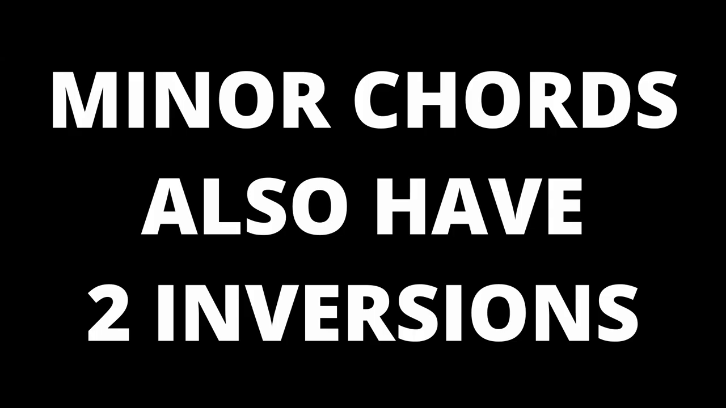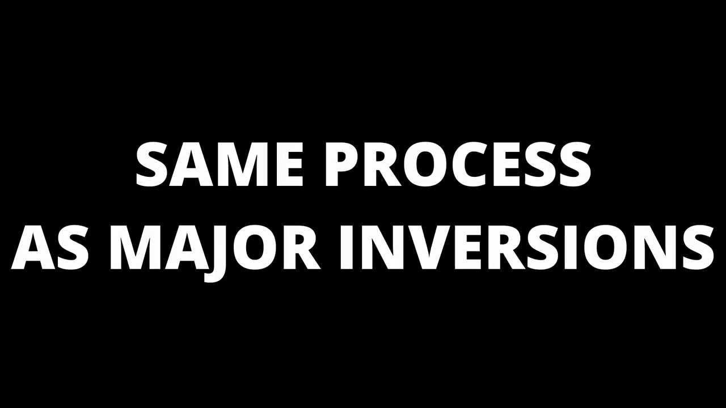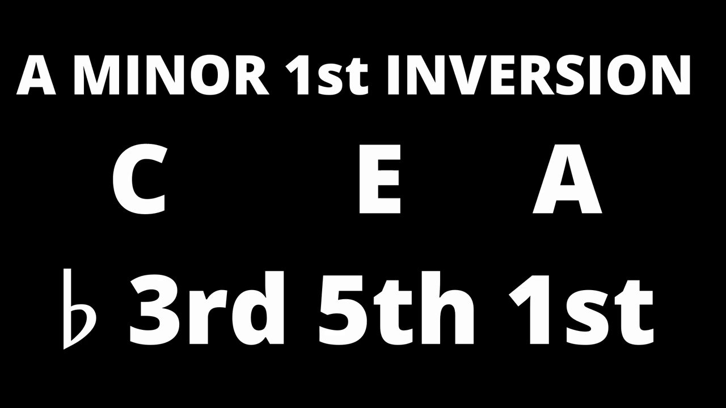Like the major chords, minor chords also have two inversions each. The process is the same as with the major chords. For example, the 2 chord A minor in the key of G major has the notes A, C and E. If we put the flat or minor third note in the bass, our lowest note becomes C. This is an A minor first inversion.